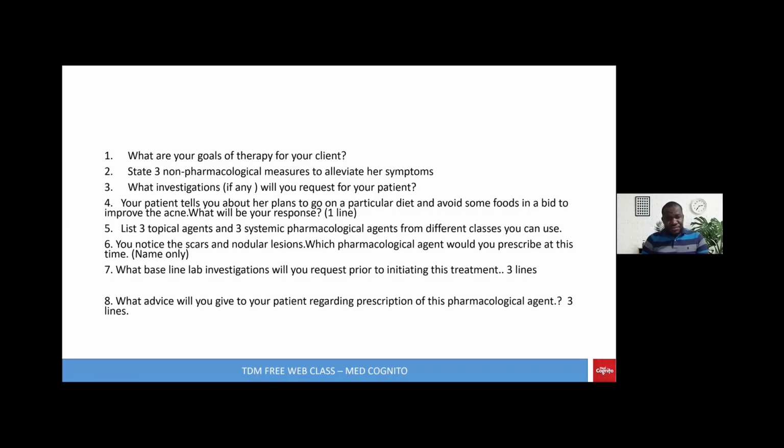5, list 3 topical agents and 3 systemic pharmacologic agents from different classes you can use. 6, you notice the scars and nodular lesions. What pharmacological agent would you prescribe at this time? Name only. 7, what baseline lab investigations will you request prior to initiating this treatment? 3 lines. 8, what advice will you give to your patient regarding prescription of this pharmacologic agent? 3 lines.